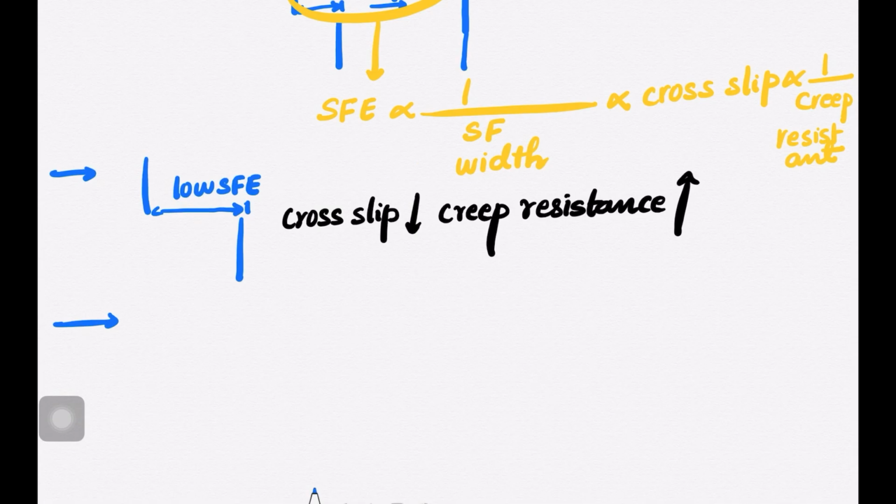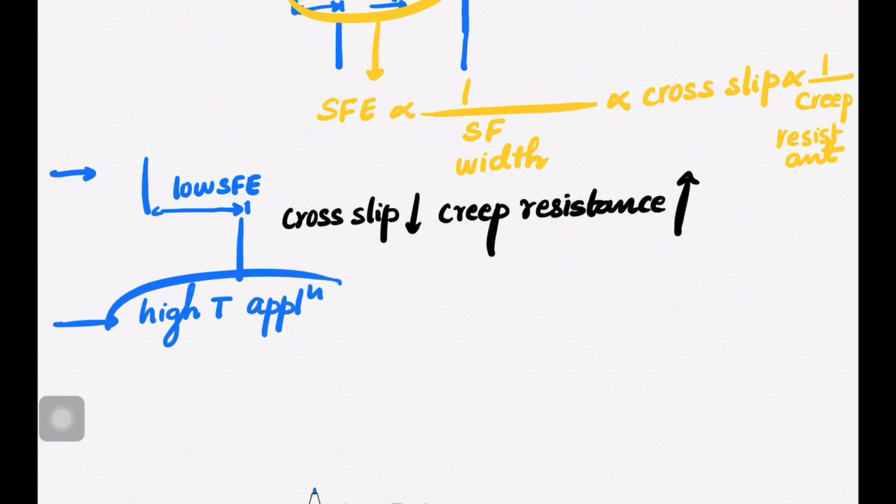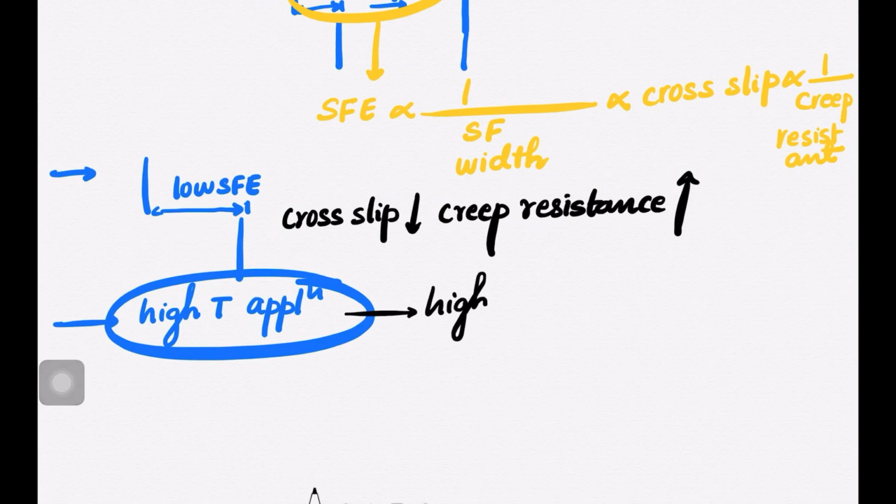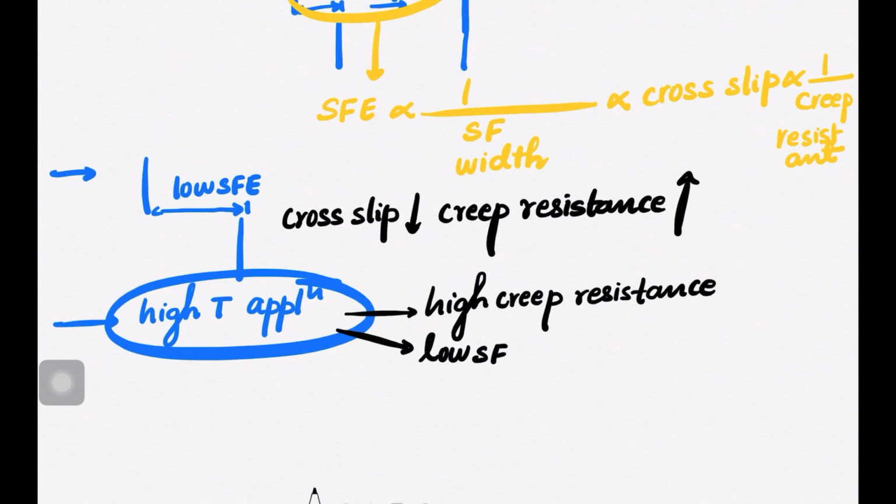Now we know that if we want to use a material in a high temperature application, it should have high creep resistance. Then what do we need in that? It should have low stacking fault energy. Low stacking fault energy means more stacking fault width and less cross slip.